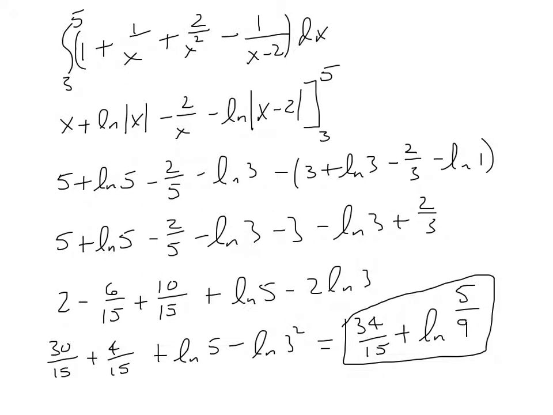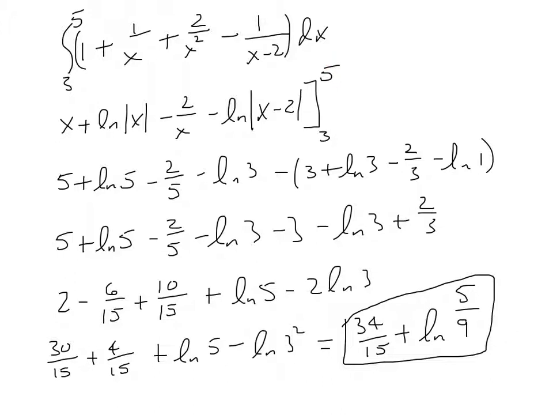In order to do that, we might first distribute that negative and simplify this integral a little bit. So we're going to integrate this function here. Of course, the integral of 1 dx is just x. 1 over x becomes natural log absolute value of x. 2 over x squared becomes minus 2 over x. Minus 1 over x minus 2 becomes minus natural log of the absolute value of x minus 2. And then we're going to evaluate that from 3 to 5.